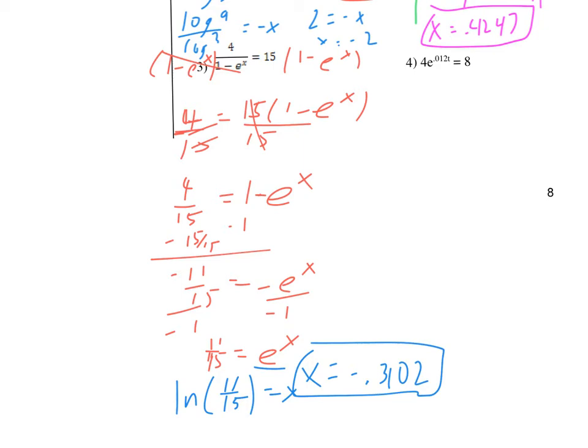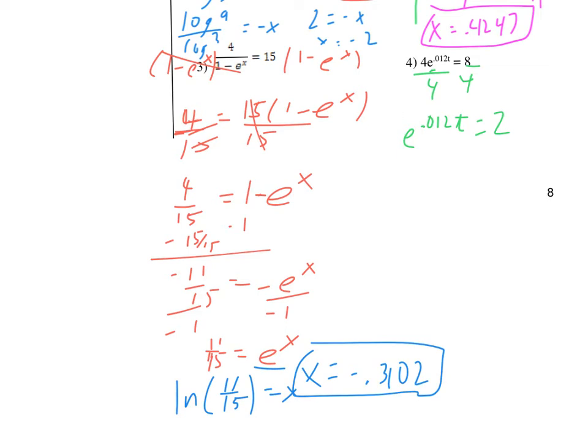All right, next up, number 4 here. So I'm going to isolate my base here. Looks like my base is e again. Remember, the base is not 4e. The base is just e in this case. That 4 has an exponent of 1. So I'm going to divide both sides by 4. So I get e to the 0.012t equals 2.